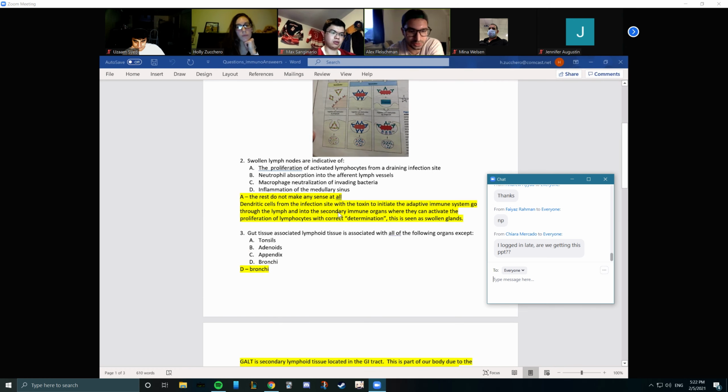Swollen lymph nodes: when you have to go through the adaptive immune system, they go back to the lymph nodes for proliferation from the engulfment by the dendritic cells, as we've said before, with the opsonization and everything. It brings it back and undergoes clonal selection, clonal differentiation, all that other stuff. But this was just to show that you get the swollen lymph nodes from the activation of the lymphocytes from the draining of the infection site. The rest didn't make any sense at all.